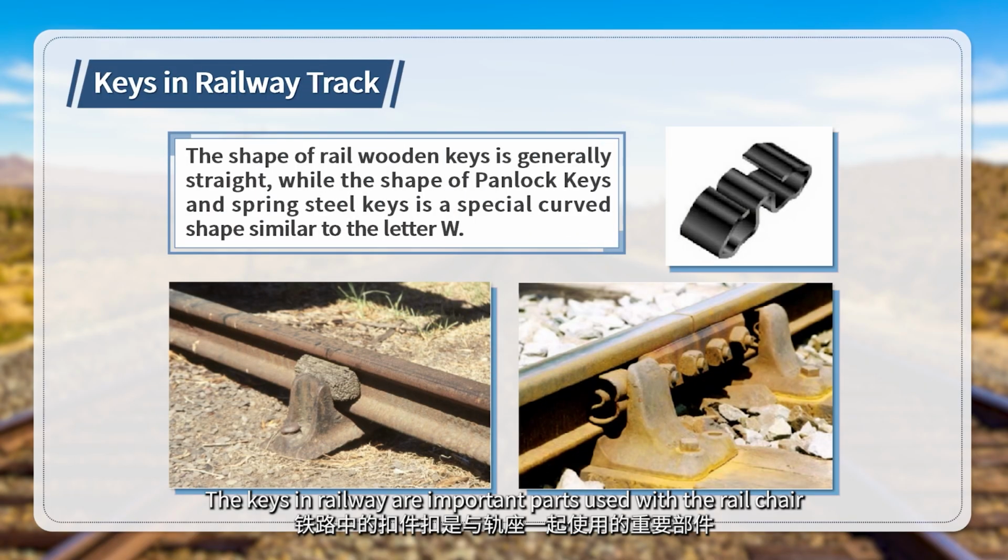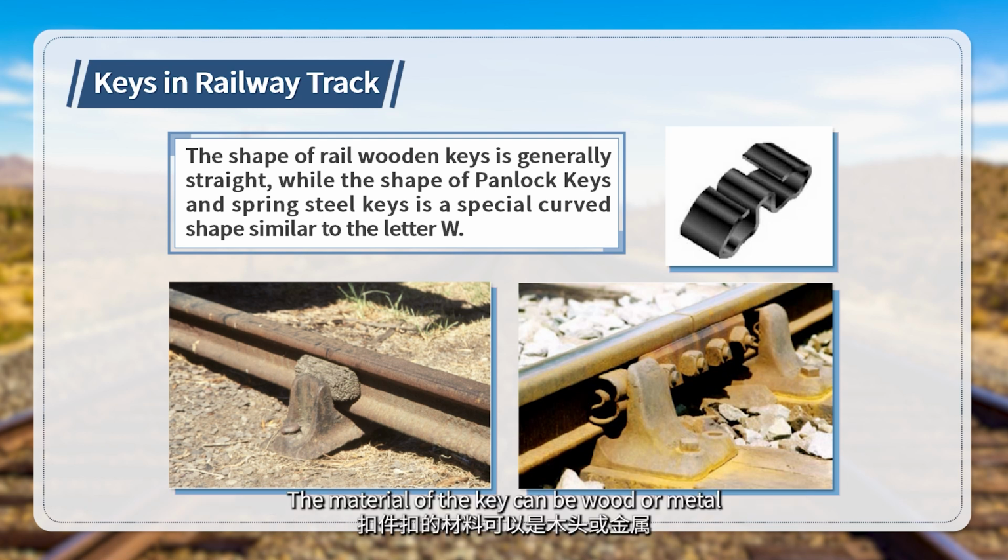The keys in the railway are important parts used with the rail chair. The material of the key can be wood or metal. The shape of the rail wooden keys is generally straight, while the shape of the padlock keys and the spring steel keys are special curved, shaped similar to the letter W.